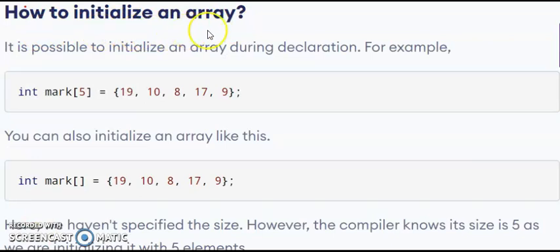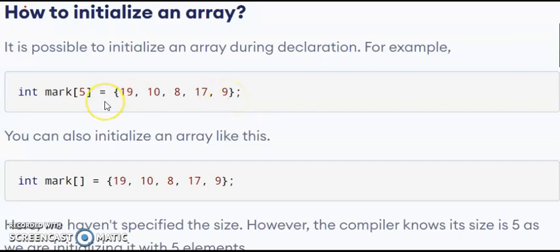And how to initialize an array? Simple. If you want to put some values in the array as initialization values, just like we do with variables, you can simply put the data type, the name of the array, the size in square brackets, equals the numbers or data, whatever you want to put in that array. So here, it's 19, 10, 8, 17, and 9.